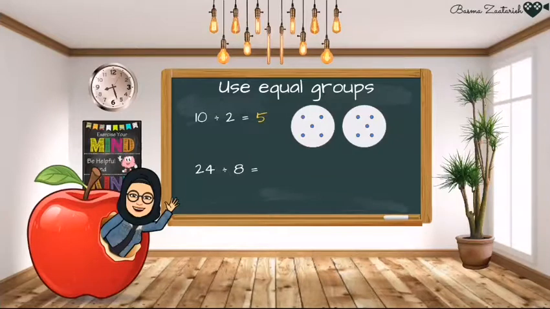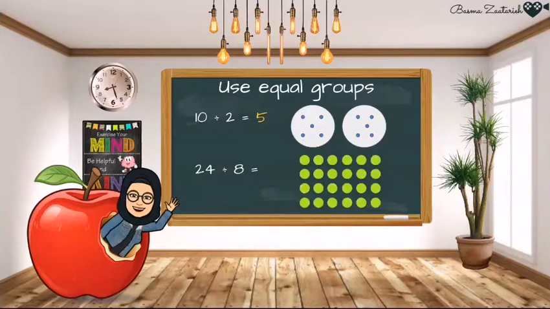Now, let's try to solve 24 divided by 8. Don't forget, 24 is the total, and we are going to divide it by 8. Now, instead of drawing 8 groups, I'm going to draw 24. I'm going to draw the total, and then I'm going to circle 8 in a group.